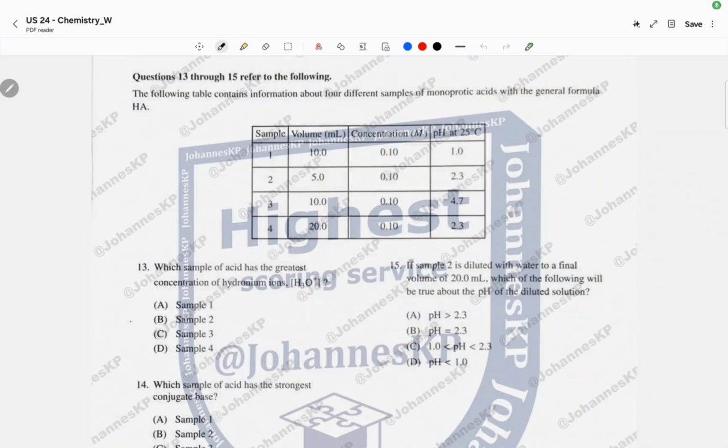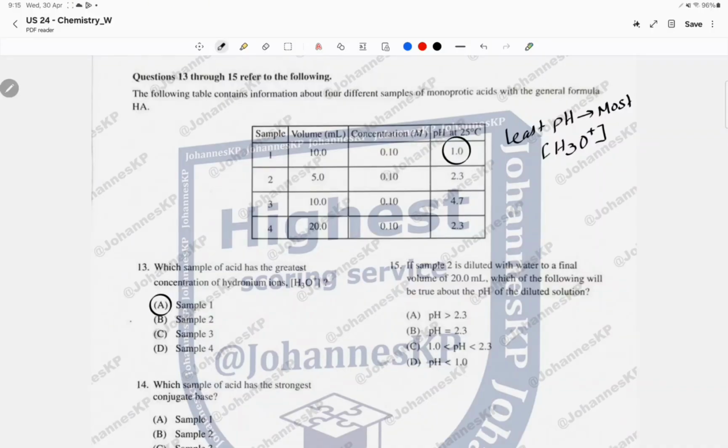So here it says, which sample of acid has the greatest concentration of hydronium ion? Well, that would be the one with the lowest pH. So the least pH means the most hydronium ion concentration. So the answer is going to be choice A.